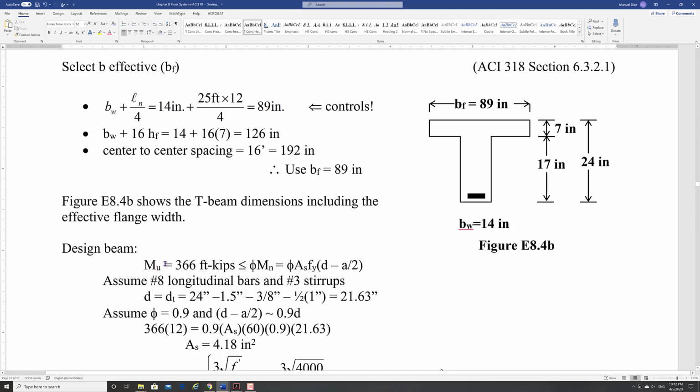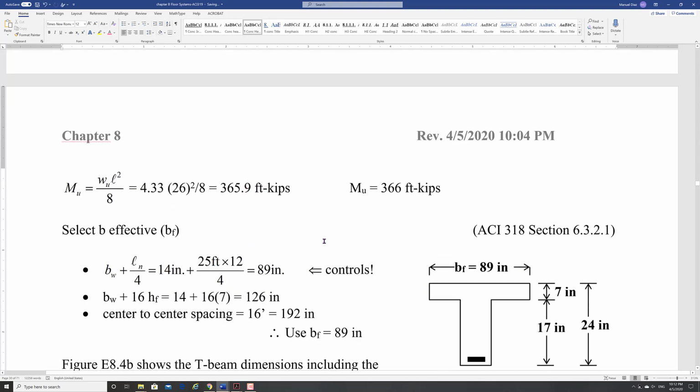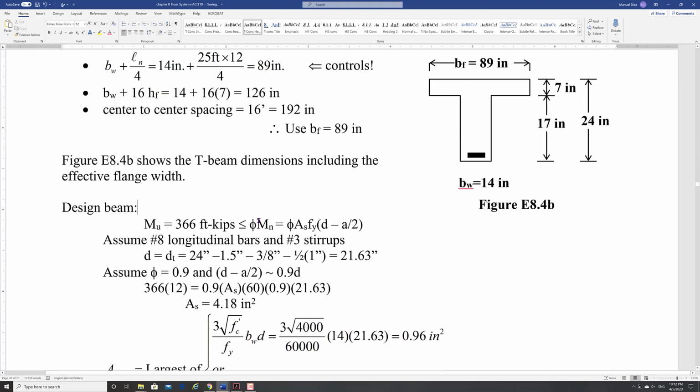So MU, your moment, which is this one, I round it to 366, has to be less or equal than your phi m sub n. That one, we have the formula for that one, remember? So again, we need to find a d minus a over 2, right? Which we're going to replace by 0.9d. You can always do a quick thing like 24 minus 2.5. That's perfectly okay because you're going to check it later, right? So you can do that. Or you assume a bar and stirrups, then you would do the calculation using that, and you get 2163.